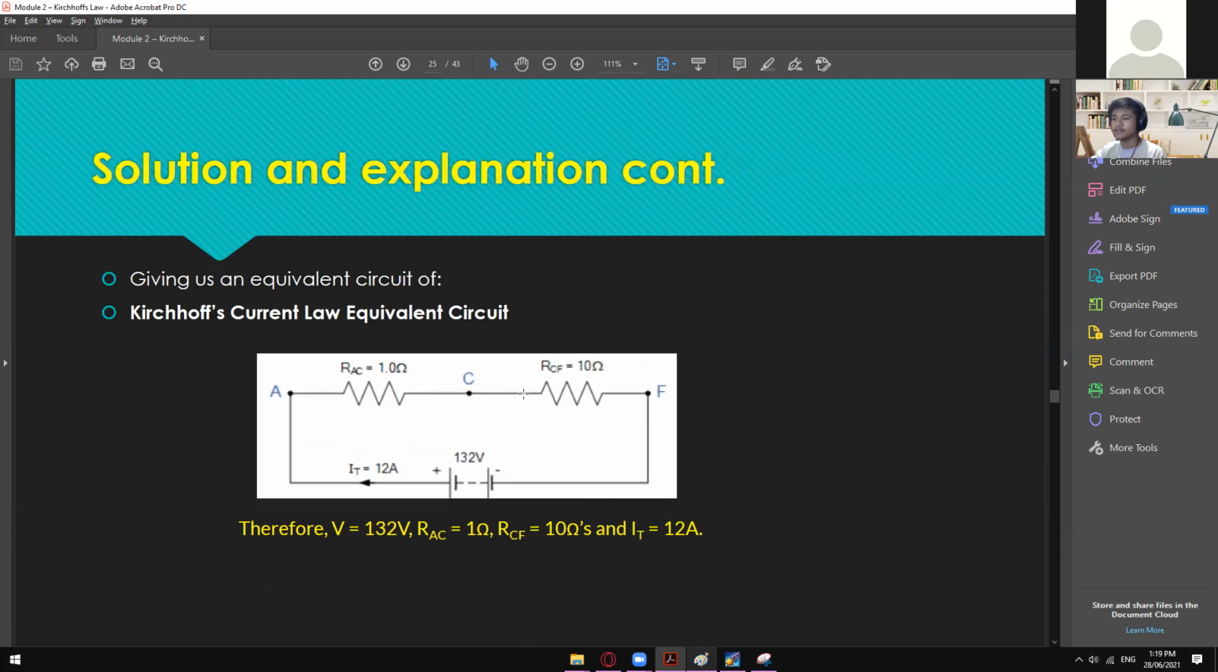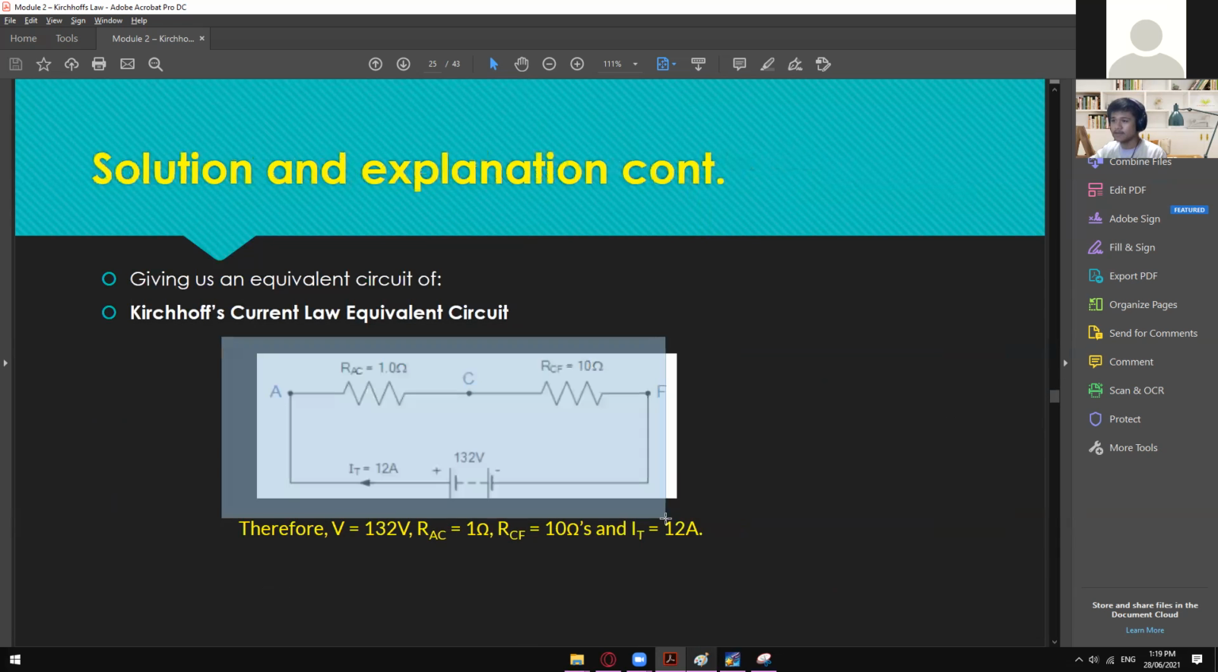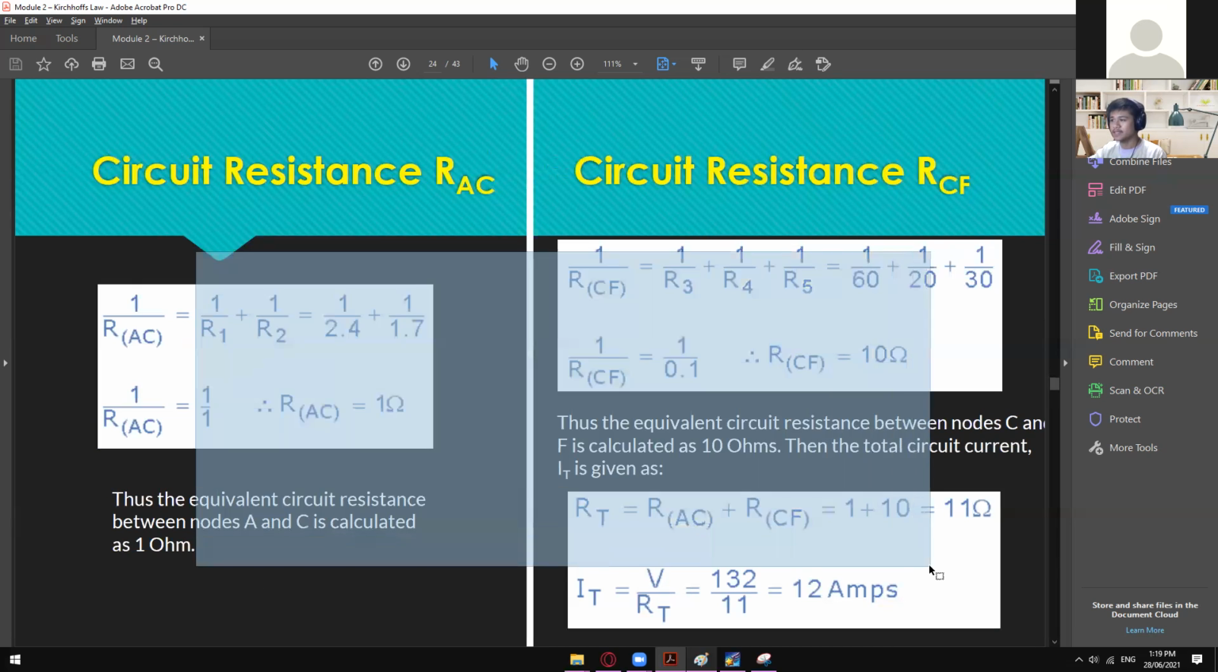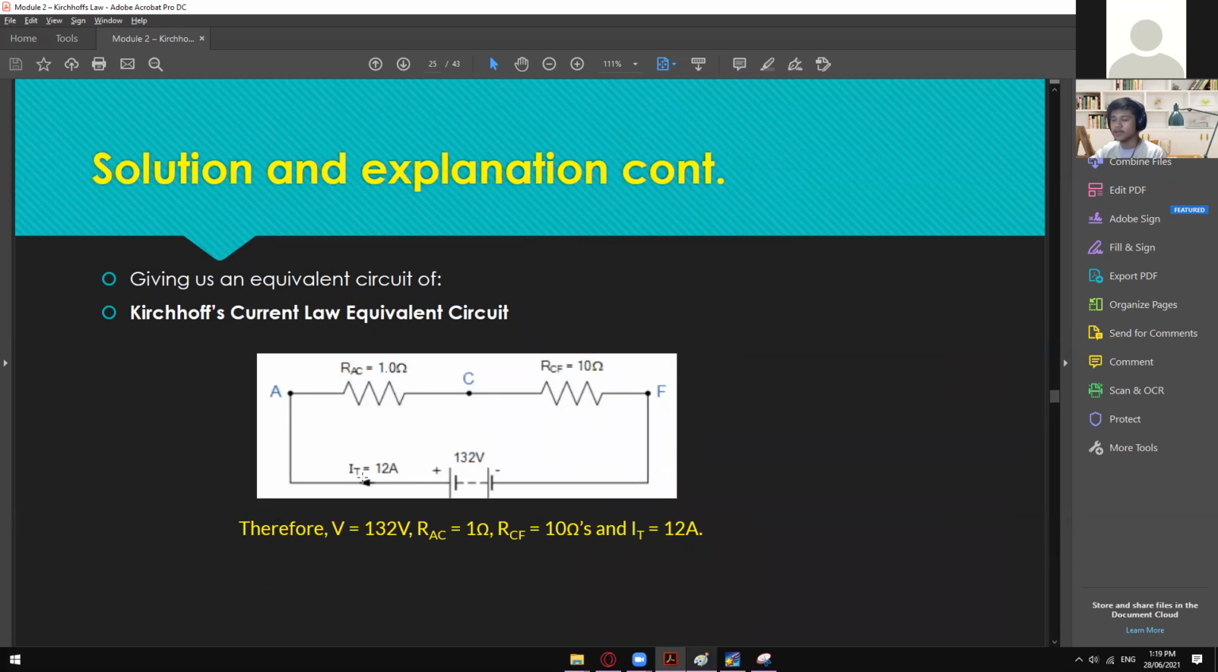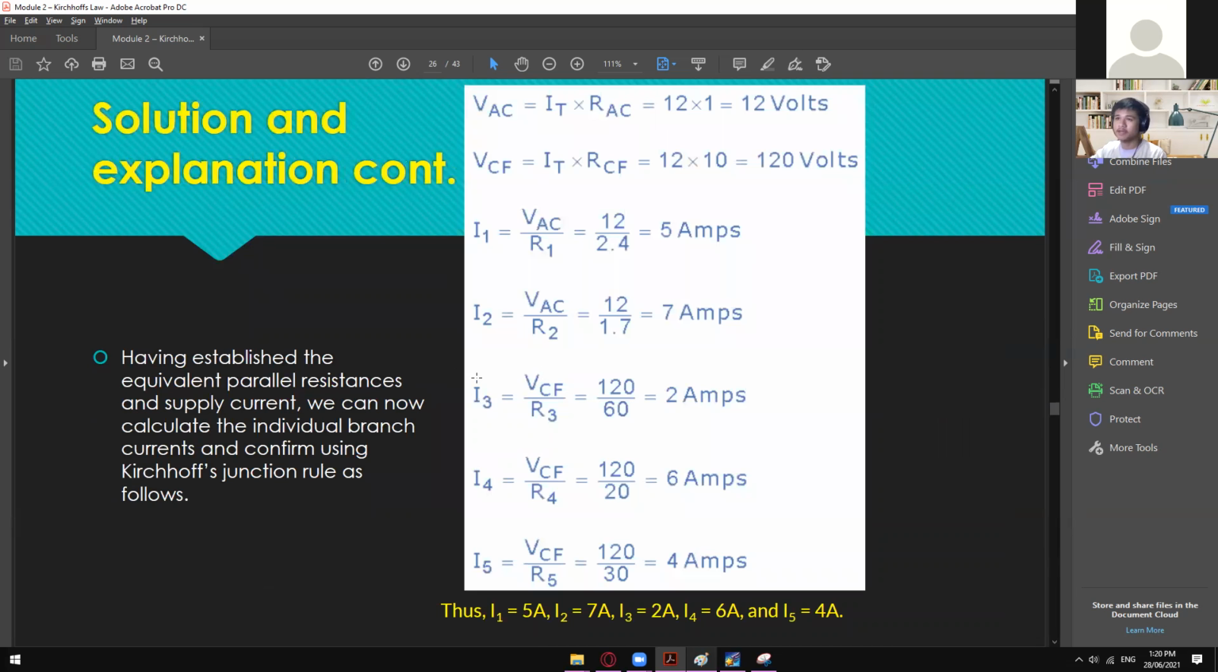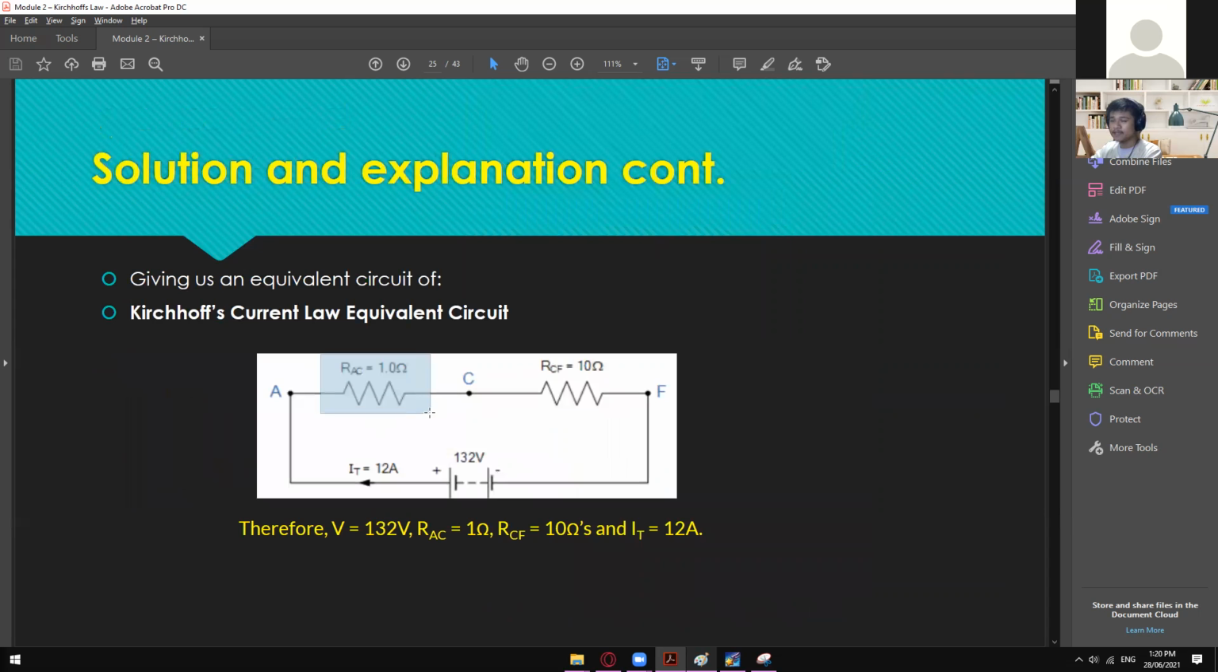After simplifying and getting these values, we have I total 12 amperes. The first resistance is 1 ohm, the second one is 10 ohms. Then you can now solve for the individual voltages. In the RAC, we only have one voltage flowing since they are in parallel connection before. The same with the RCF, those three branches now have a single voltage value.